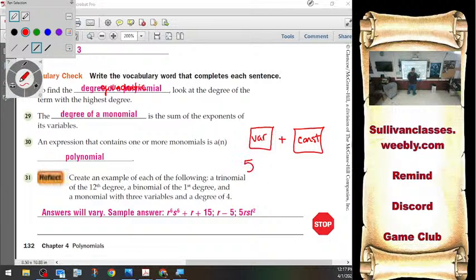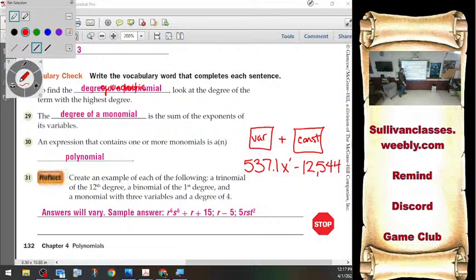If I have 537.1x minus 12,544. That's a binomial. It's got 2 terms. That's the first degree because it only has an x to the 1. It's just got big numbers with it. Remember, we're looking at the number of terms and we're looking at the variables. They're exponents. And a monomial with 3 variables and a degree of 4.